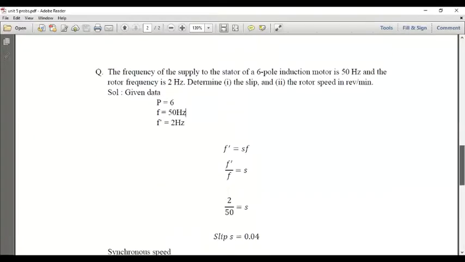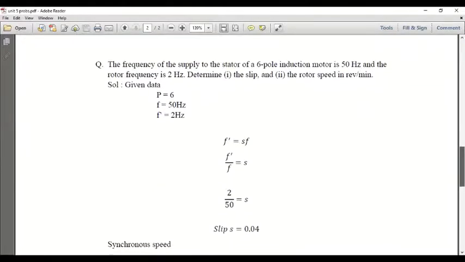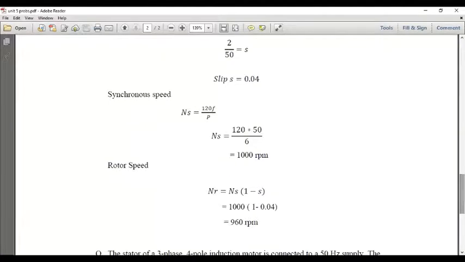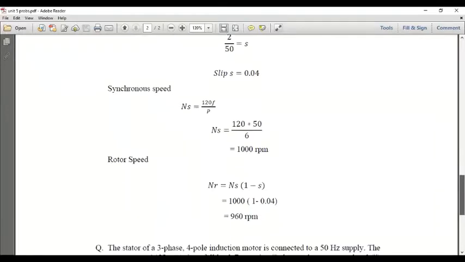So we must know the rotor speed nr. So nr is given as ns into 1 minus s. We got s. The unknown parameter is ns. Ns is nothing but the synchronous speed. Ns is equal to 120 f by p again. So 120 into 50 by 6, which is 1000 rpm. Then nr is equal to ns into 1 minus s. If we substitute the synchronous speed and the slip, the rotor speed will be obtained easily. So this is the procedure for finding out the answers to these problems.